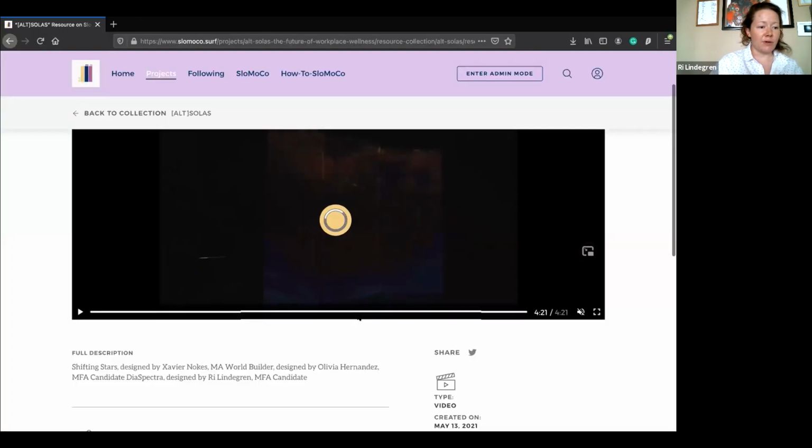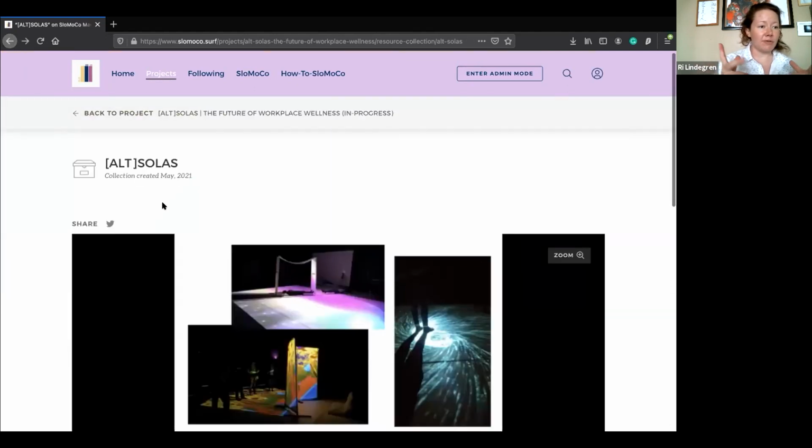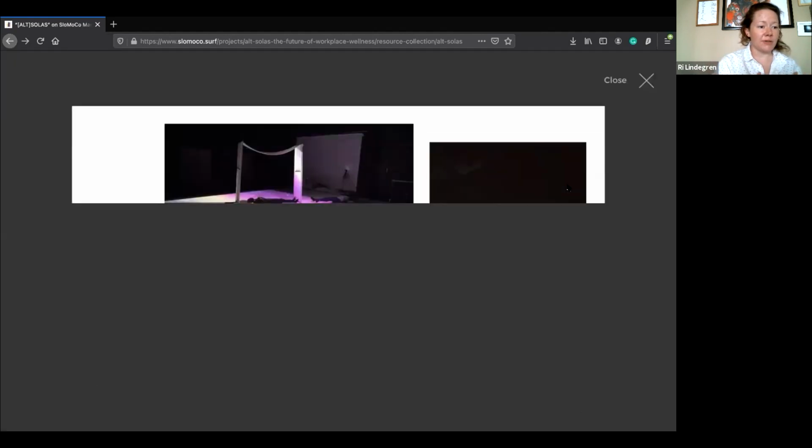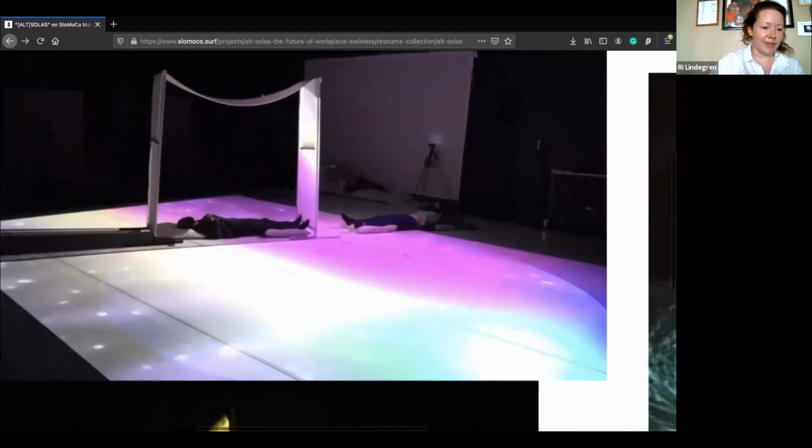And Xavier's piece, the focus was on movement. So the piece asked you to move through the space, and then there were visuals that were happening in response to that activity. You can see this dynamic range of movement that's happening.